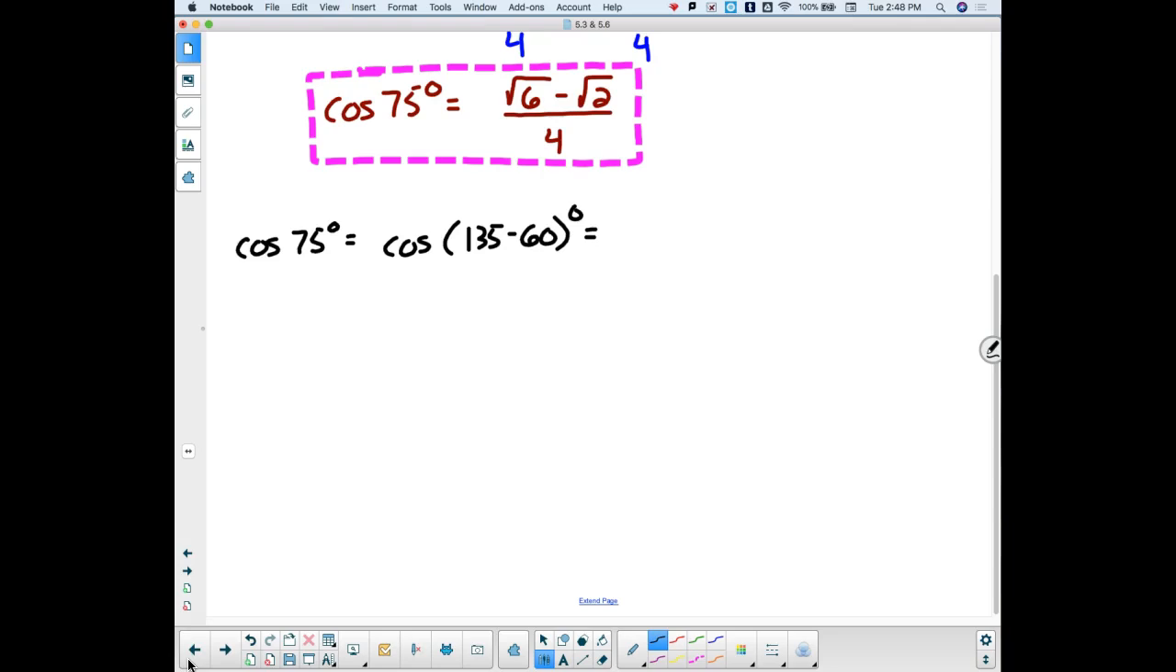Give me another one. 120 and 45. Give me another one. 76 minus 1. 76 nor 1 is on the unit circle. What about 225 minus 150? Right? Okay. So let's use this first one because they're nice. We'll use that one.